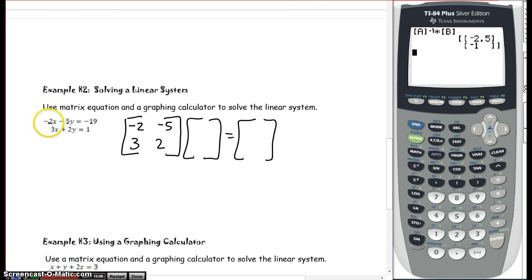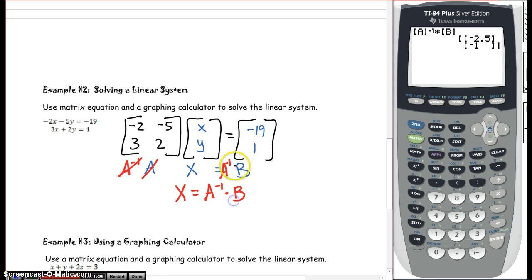And then we're going to go ahead and get our variables. X comes first, Y comes second, and then our numbers, -19, and then 1. We're going to label them matrix A, matrix X, matrix B. The goal is to get X all by itself. So we're going to take the A inverse on both sides. Make sure it is once again on the left side. So we have A inverse times B. And I'm going to just be on the safe side.